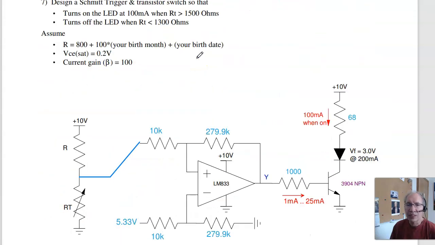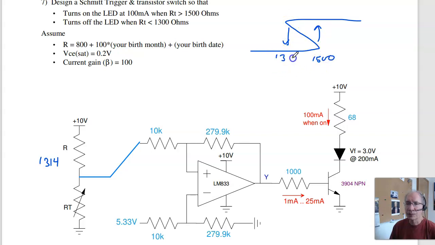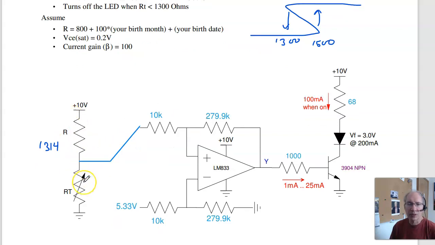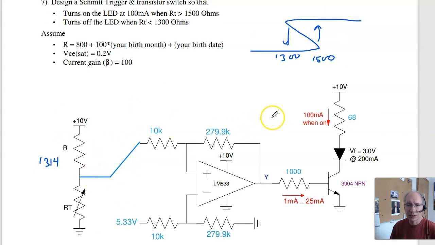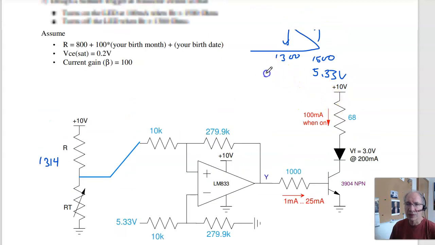Problem 7 is to design a Schmitt trigger that turns on at 1500 ohms and turns off at 1300. This is, again, your birth date. For me, it's 1314 ohms. I just use Mother's Day. With a voltage divider, I can calculate the voltages. So I want to turn on at 5.33 volts and turn off at 4.79 volts.